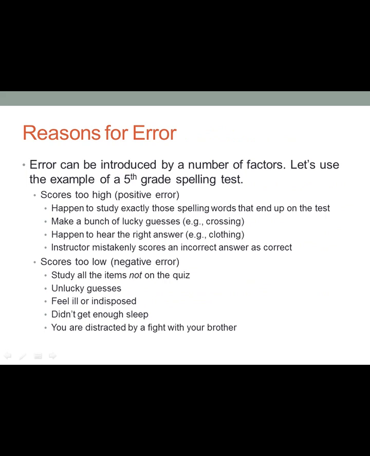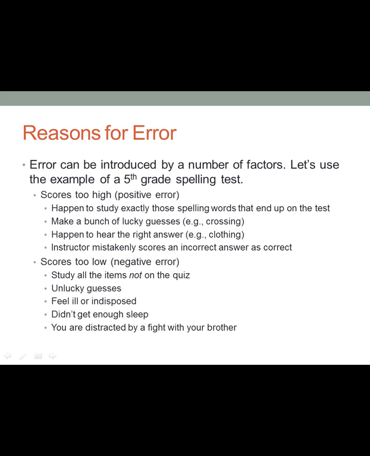Okay, coming back to the error for just a minute. Error can be introduced by a number of factors, and maybe I can make this clearer by using the example of a fifth grader taking a fifth grade spelling test. I think we've all been fifth graders. We've all had an experience like this at one time or another, that our scores may not quite reflect our true ability. Well, sometimes you get lucky, and our score on our spelling test is higher than it should have been. This could happen if we happened to study exactly the spelling words that ended up on the test. That's one possibility.